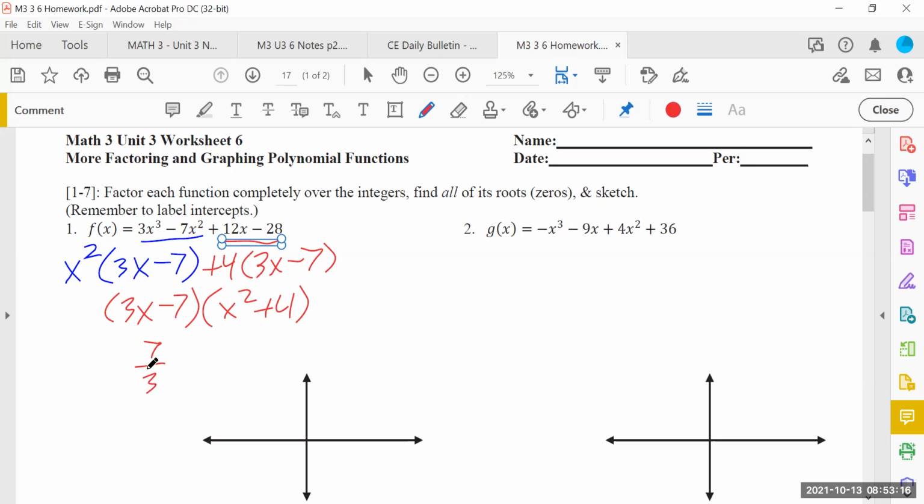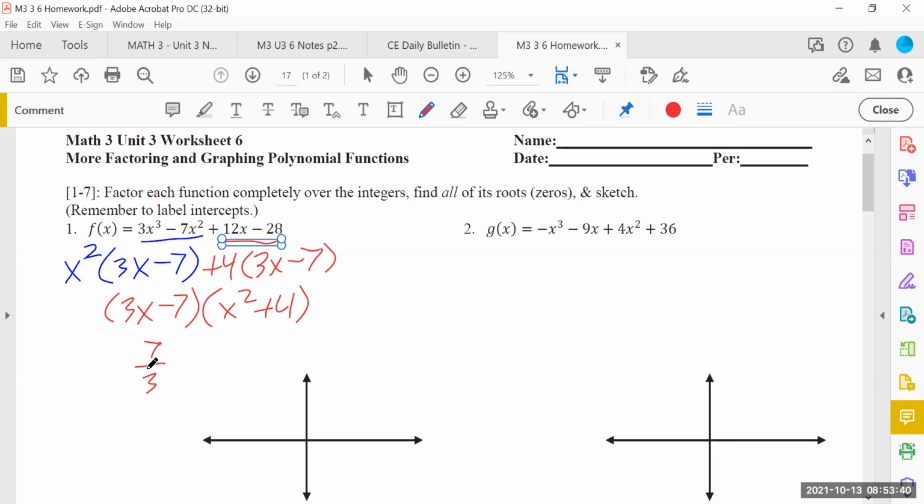Hopefully, as you get more and more comfortable with this, you won't have to set it equal to 0, just like you were doing before. You can just take this and say, okay, well, add 7, divide by 3, 7 over 3. Are we good with that? If you need to set it equal to 0 to solve, that's fine, but you can hopefully start to get straight to there. 7/3. What about that x squared plus 4?